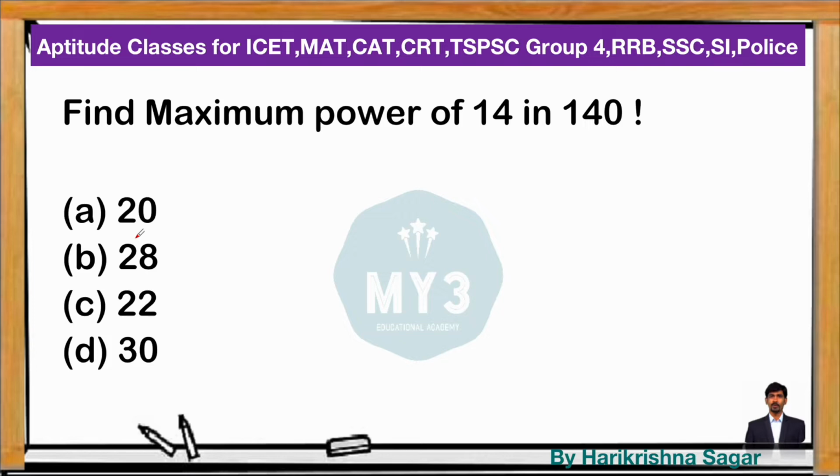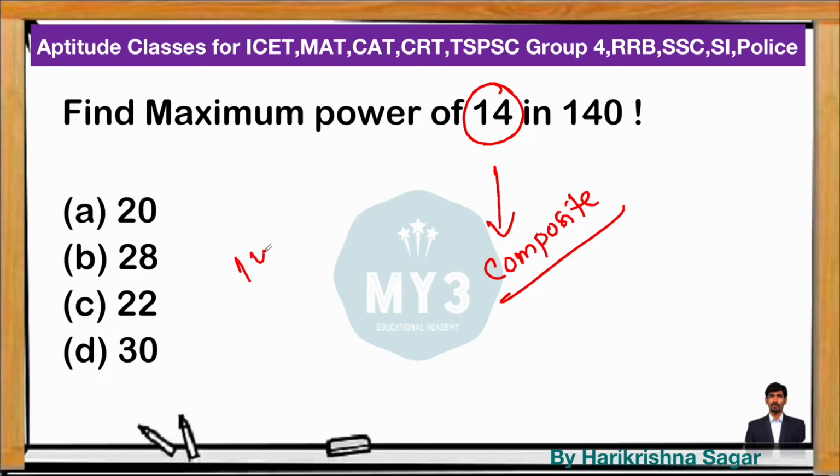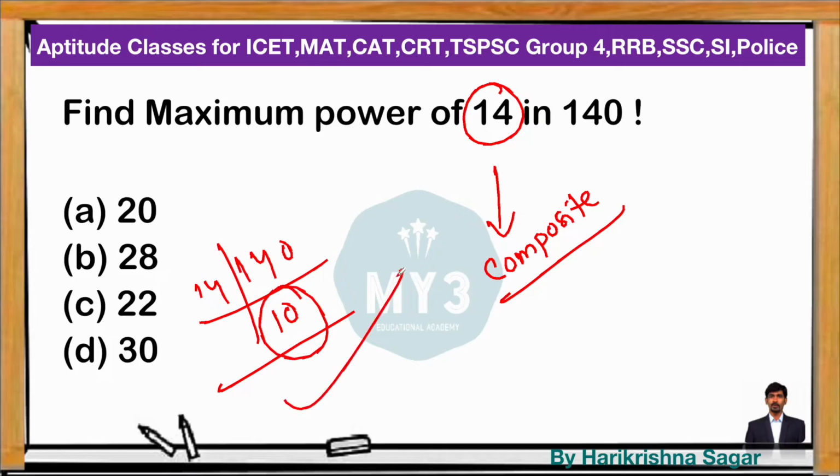Find the maximum power of 14 in 140 factorial. So please do remember 14 is not a prime number. The logic which I have discussed is only used for prime numbers. It is not going to be useful for composite numbers. Because 14 is a composite number, please do not do it like this: 140 divided by 14, 14 tens are 140, and directly writing 10 is absolutely wrong. So don't directly divide that given number.